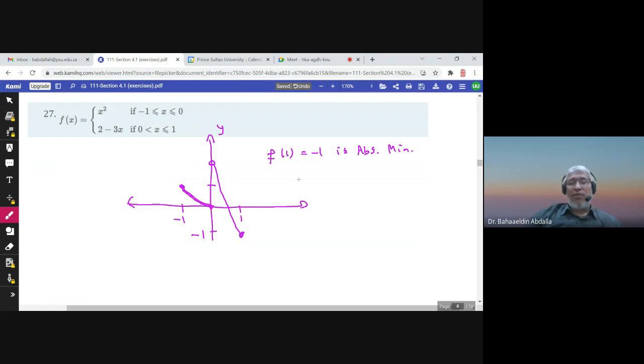Now, what about f of 0? F of 0 is 0, okay? So f of 0, which is this point now, what does it represent? In an interval around 0, f of 0 is a local minimum because it is near 0, it is the smallest, the minimum point. So although it's not continuous at 0, f of 0 is a local minimum.